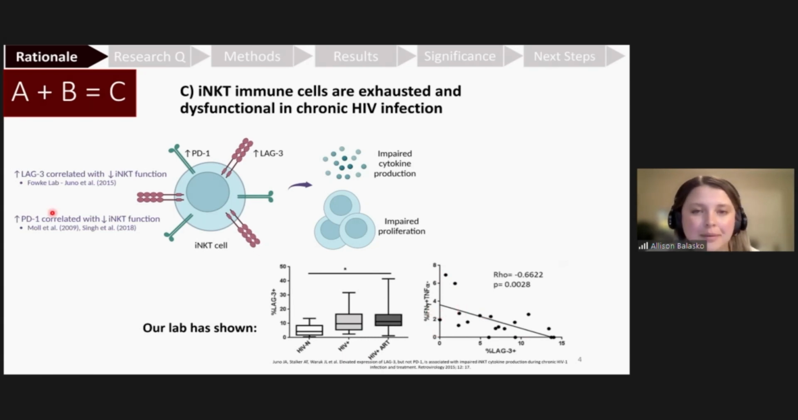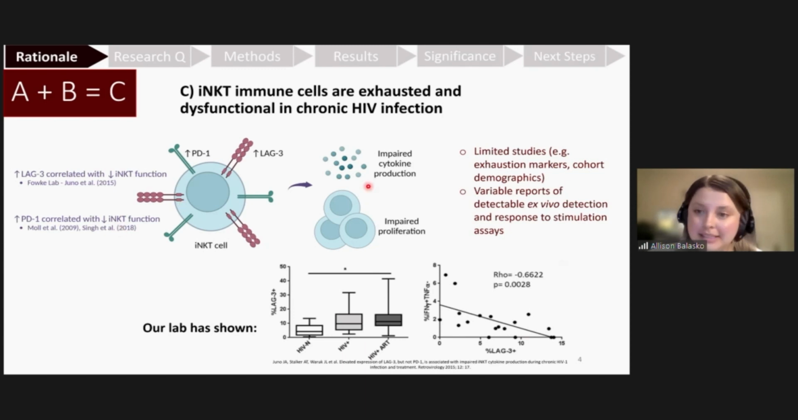Other groups have studied PD1, for example, and shown decreased iNKT cell function. The problem here, the gaps, is that there are very limited studies looking at exhaustion in iNKT cells, with lots of other markers to study, as well as the cohort demographics. With only a few studies, there's lots of variability in the different cohorts that need to be studied. Also, an issue with iNKT cells is that there are variable reports of being able to detect them ex vivo, because they are a small group of the peripheral blood immune cells floating around in the blood.